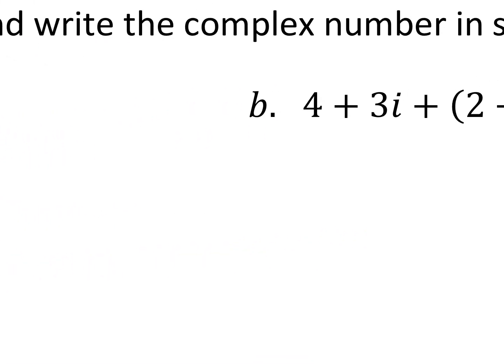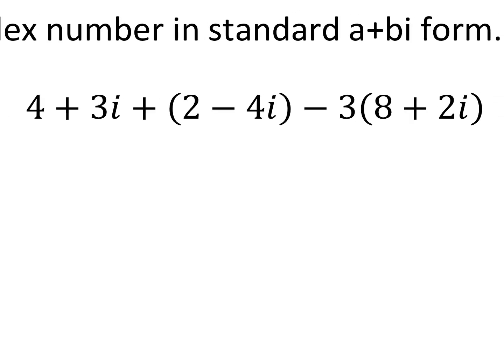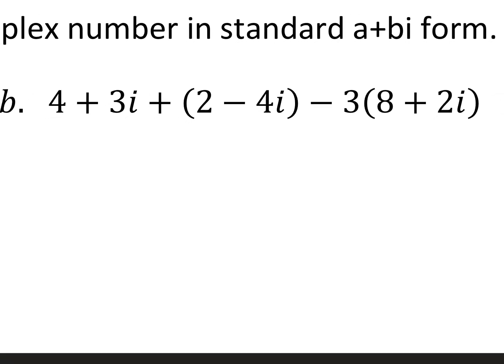All right, B looks a little bit different, so let's do this one too. What should I do first for B? Distribute. So I have that -3 that needs to be distributed to both things in the parentheses behind it. So it turns into -24 minus 6i. The rest of it stays the same.